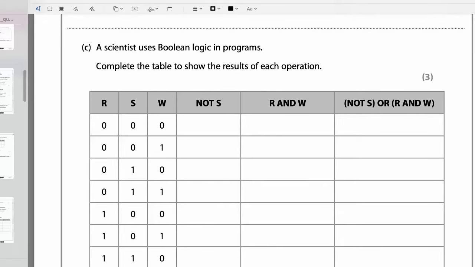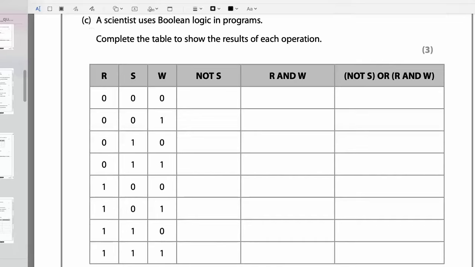C. 3 marks. A scientist uses Boolean logic in programs. Complete the table to show the results of each operation. So we've got R, S, W there, inputs. We've got not S, R and W, not S or R and W. Now, you get marks per column. So we start with doing not S, then we're going to do R and W, etc. We get each column right, then we move on to the next one.